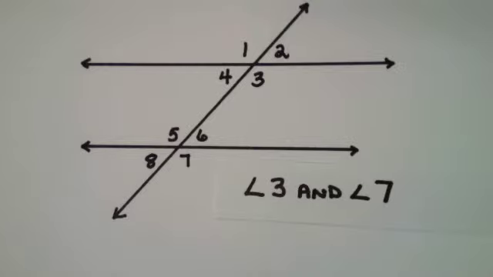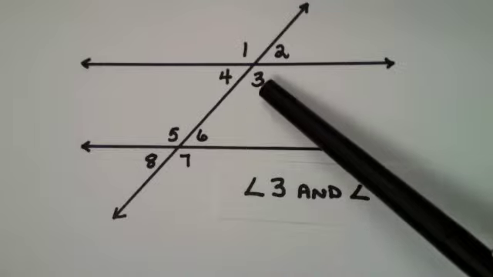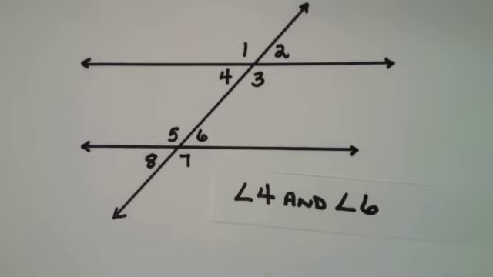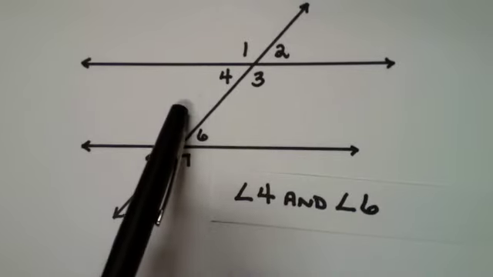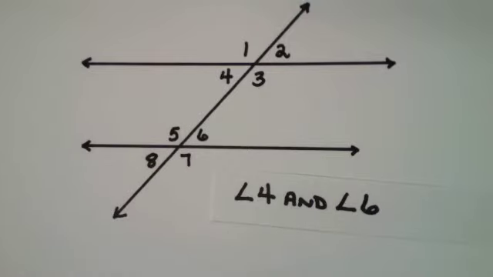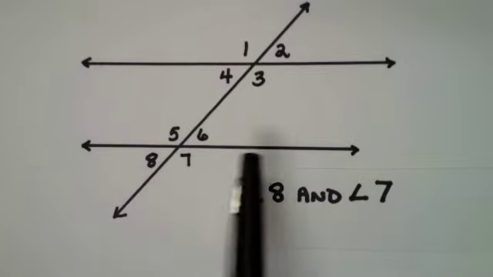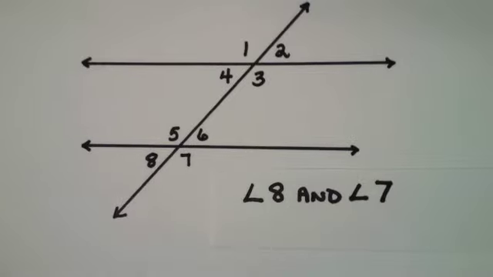What type of angles are 3 and 7? 3 and 7 are corresponding angles. They are in the same exact position. What type of angles are 4 and 6? They're on opposite sides of the transversal, and they're inside these two lines, alternate interior angles. Angle 8 and angle 7. What kind of angles are 8 and 7? They're beside each other. They form a straight line. They are a linear pair.